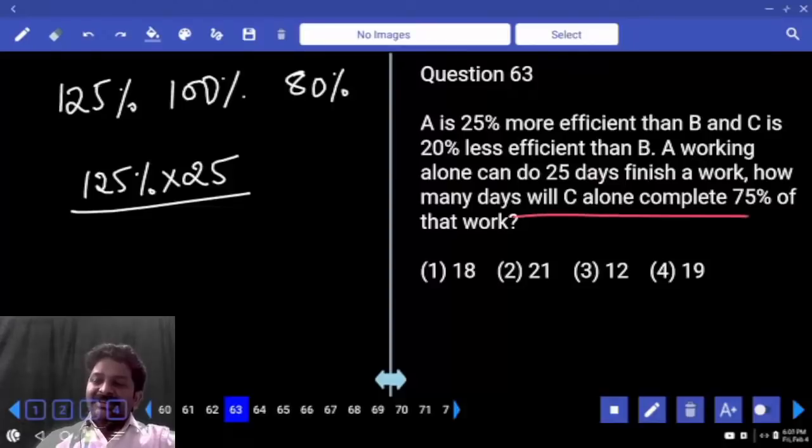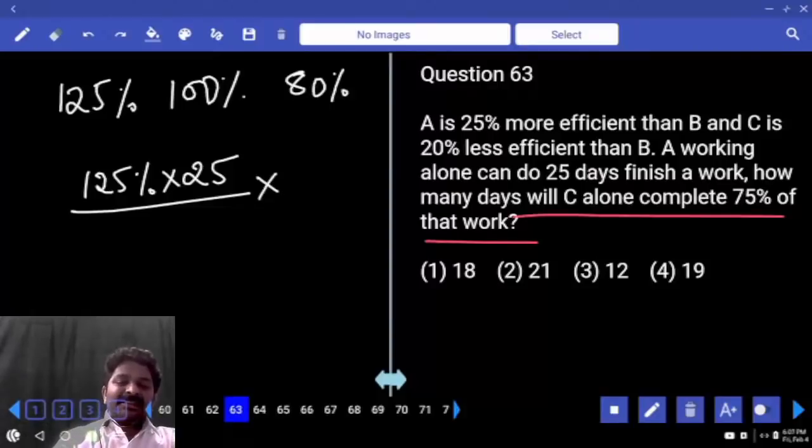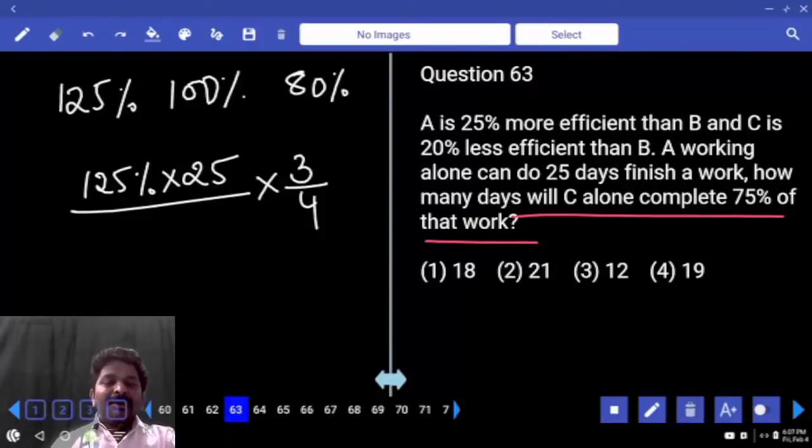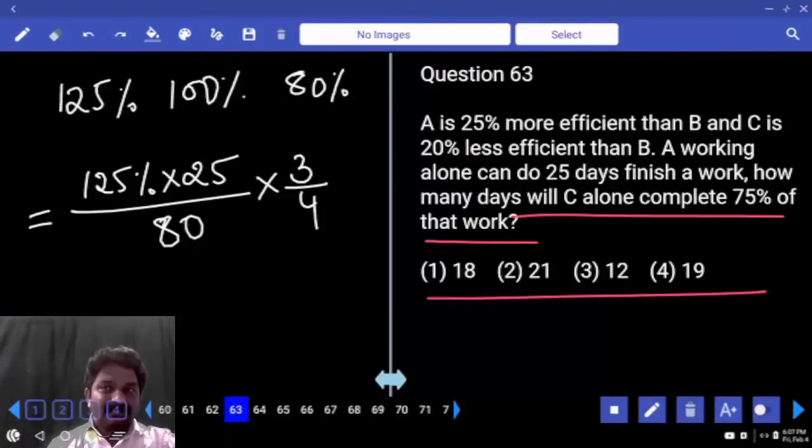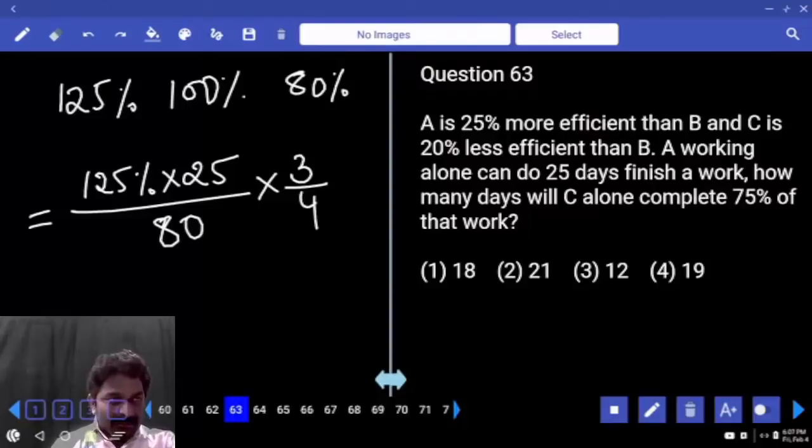How many days will C alone complete? 75% of that. 75% work in the sense, out of the total work, you just need to take 3/4 only. Who should complete this work now? C. How much is C's efficiency? 80. So divided by 80. So if you calculate this, you will never get an integer, because there is no number in the numerator, but denominator numbers are integers. Answer should be in fractions. If you do it, the numbers will not come out neat, but our process is correct. Okay? Right.